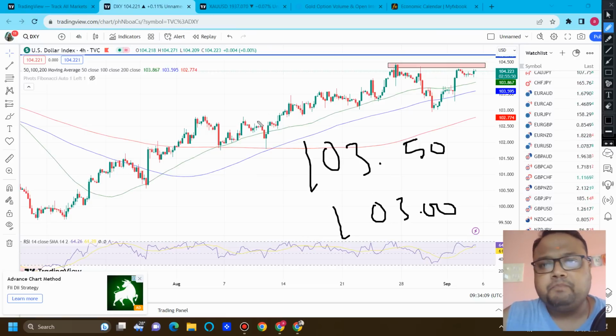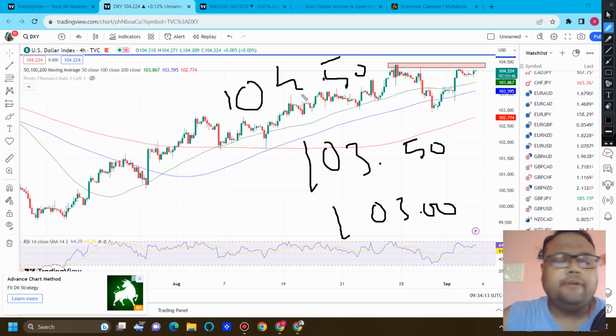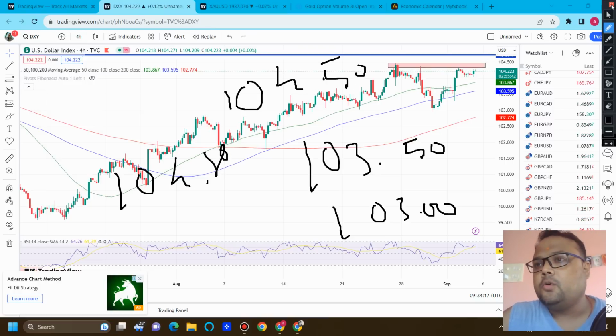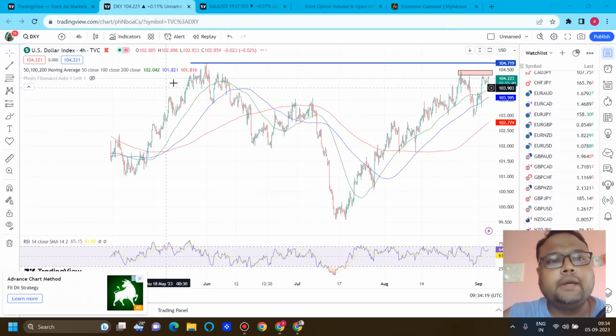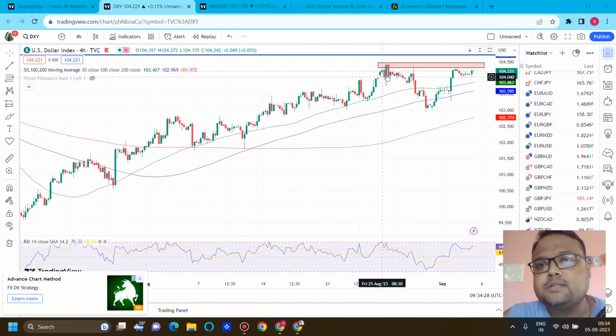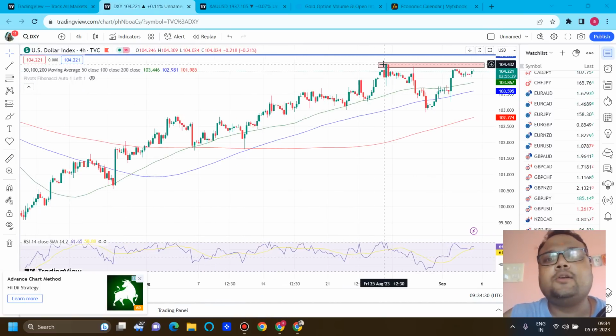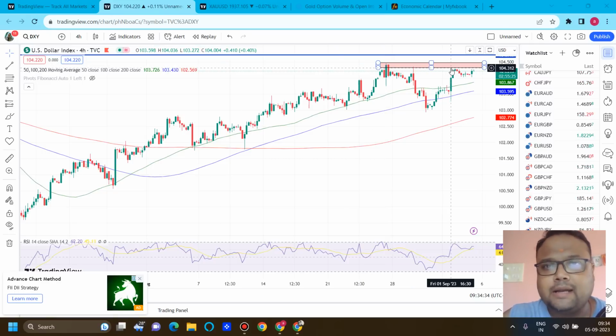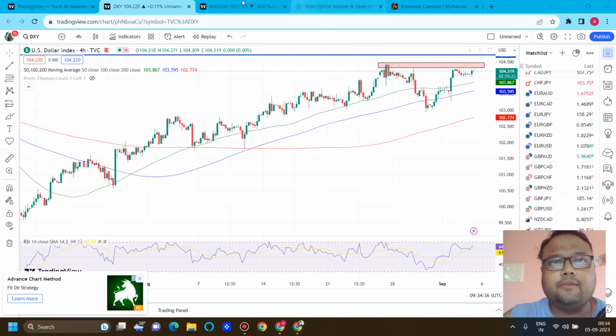Right now we have resistance around 104.50. If DXY breaks this level, it will head towards 104.80. Why 104.80? Let me show you. You can see 104.8070 is the previous resistance here, so obviously DXY will be marching towards this level. But at first it needs to cross the previous high around 104.50. Overall, the market is in an uptrend, so be careful.